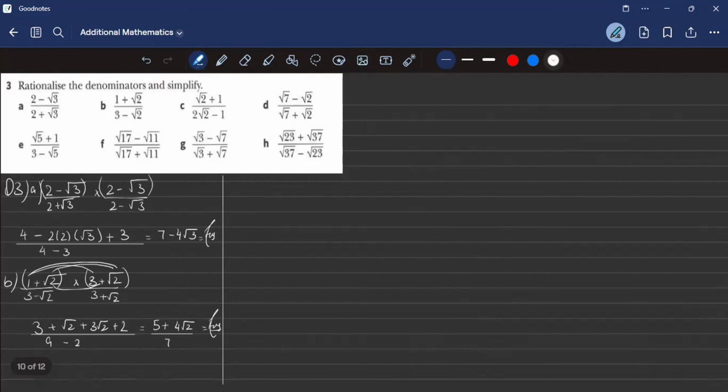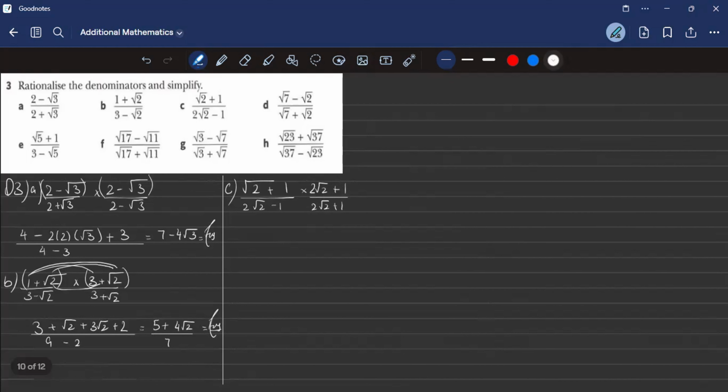Proceeding on to part C, we have (under root 2 plus 1) divided by (2 under root 2 minus 1). Again, multiply it by the conjugate surd. And what is the conjugate surd? We have discussed: (2 under root 2 plus 1) divided by (2 under root 2 plus 1).